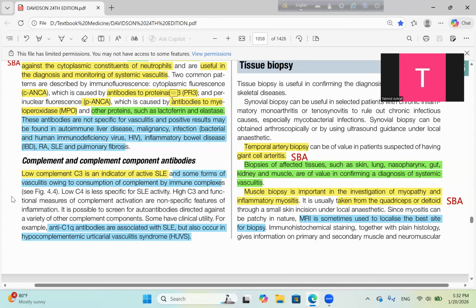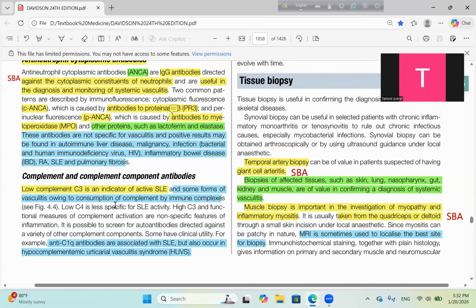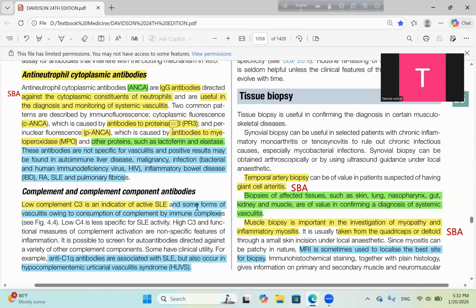Next, complement and complement component antibodies. Low complement C3 is an indicator of active SLE. Very important information here: in active SLE, the complement level C3 will be low. Also in some forms of vasculitis, owing to consumption of complement by immune complexes.